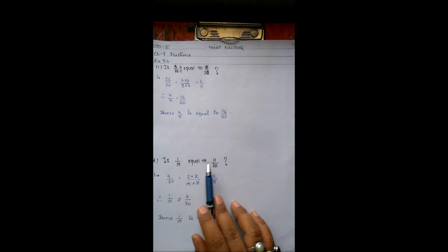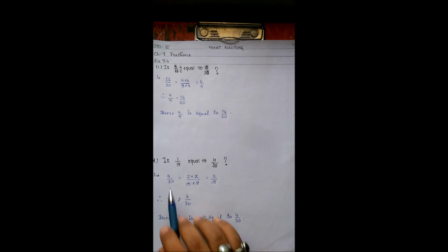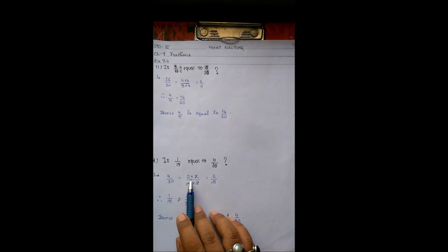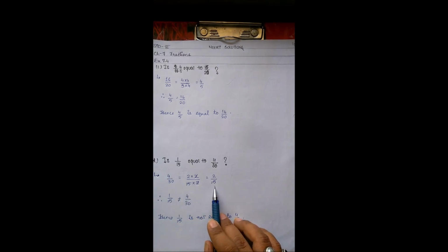Is 1 upon 15 equal to 4 upon 30? We will reduce 4 upon 30. So it is 2 into 2 and 30 is 15 into 2. So it is 2 upon 15. So it is not equal.